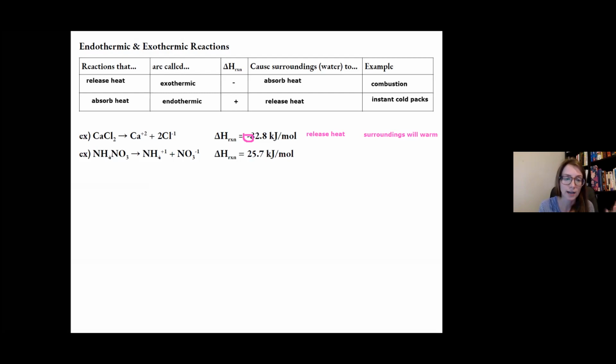Whereas ammonium nitrate, that's NH4NO3, when it dissolves, there's no negative sign here. It's a positive heat of reaction. This is actually the salt that's used in a lot of instant cold packs. Because it's positive, we know that this reaction absorbs heat. And it would be helpful if you wrote out: the reaction absorbs heat. And therefore, the surroundings must be releasing heat or cooling down.